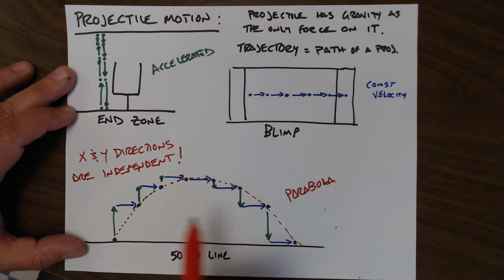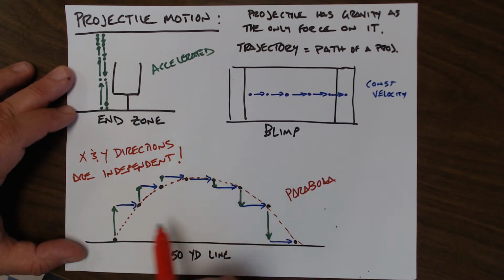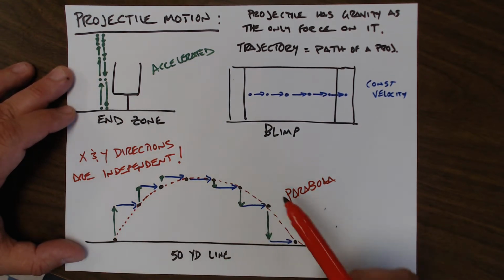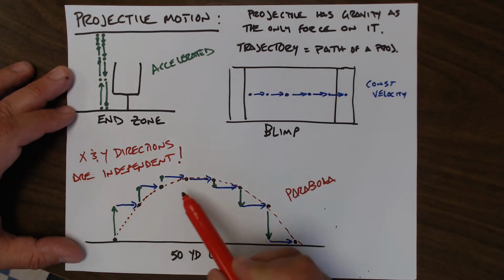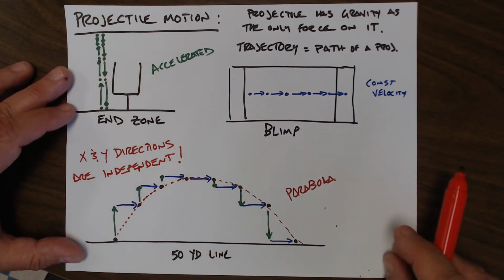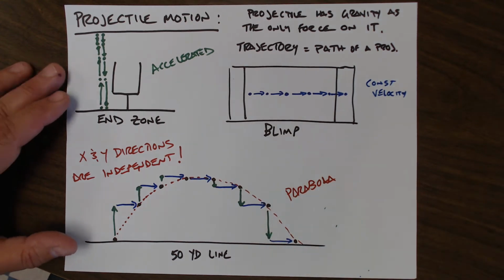The most important thing you can say is that the y motion is independent of the x motion. The y motion is doing this accelerated thing. The x motion is doing this constant velocity thing, and you wind up with this beautiful parabola. Okay, this is ignoring air resistance.